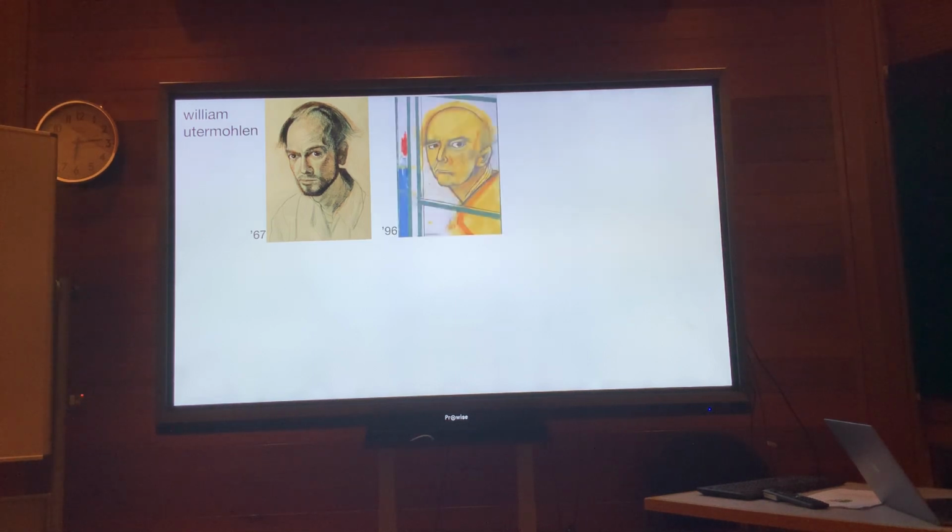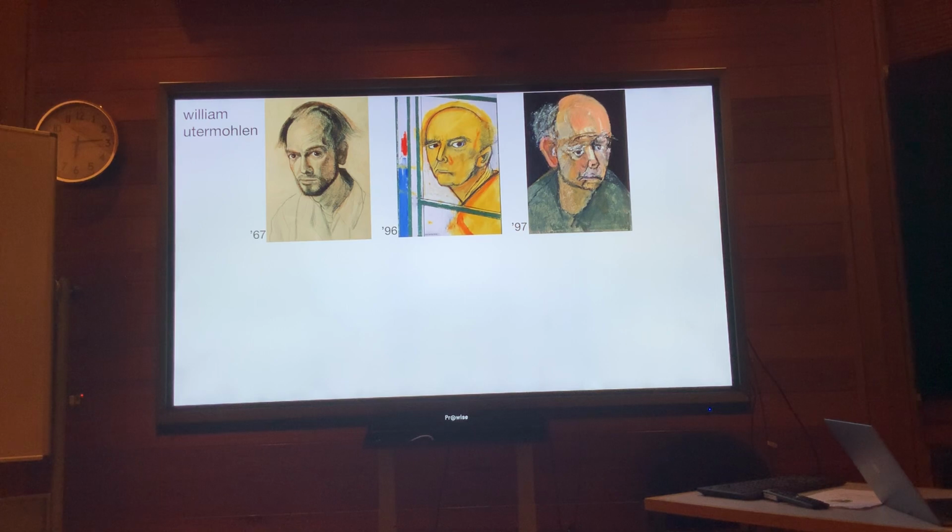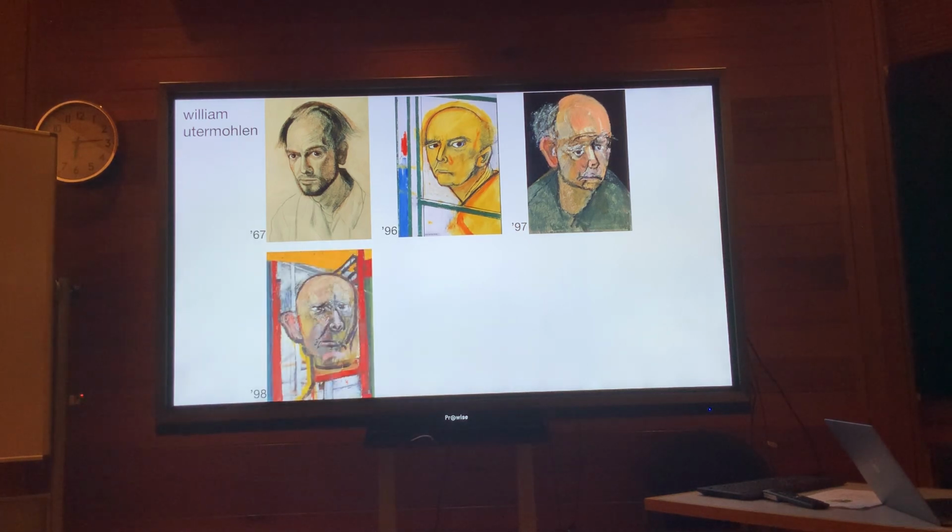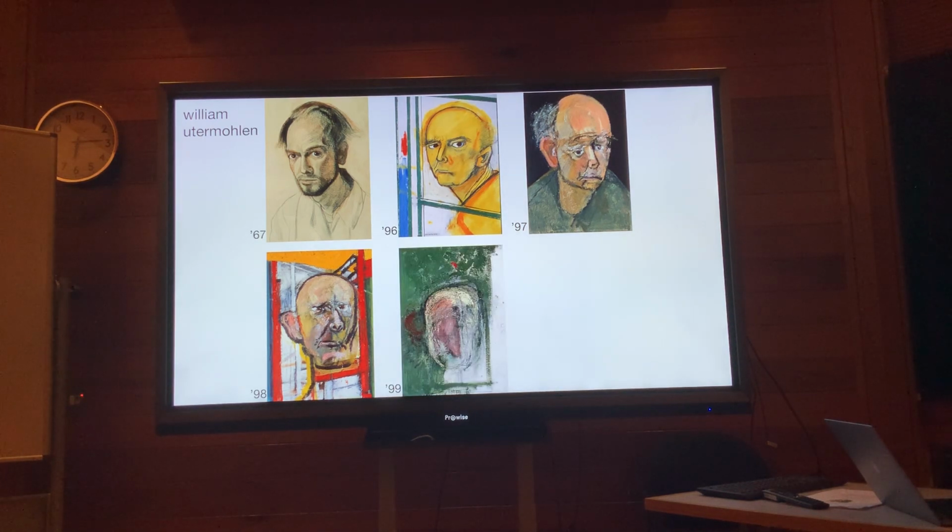And this is the progression. So 96, you can see the use of color, fully able to depict himself. It's a very nice self-portrait. This is 97. This is 98. You can already see the fast progression of the disease. 99, and the last painting is 2000.